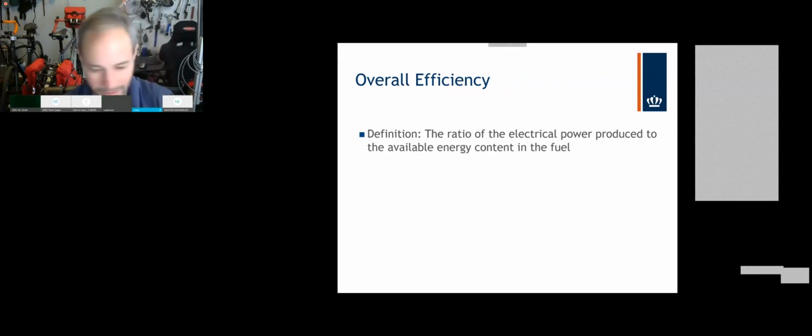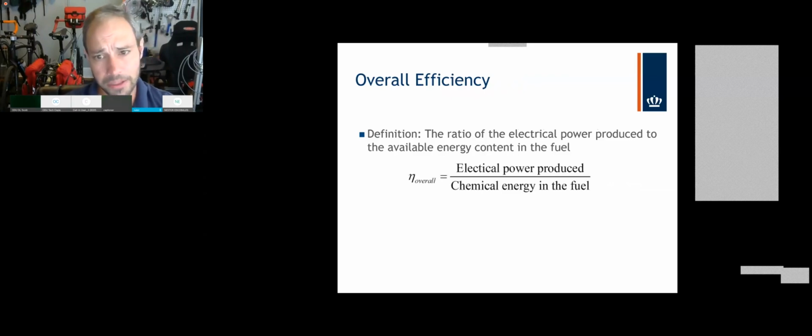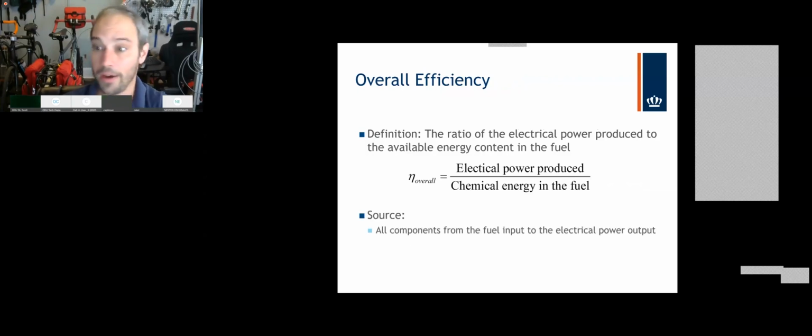Wow. But that power plant is not meant to be used for anything other than a demo, but it's great because you can see where all the losses are. You can burn your hand on things and know that should be insulated. That's energy loss. You can see the routing of the pipes. You can get a feel for how you would improve upon it. Electrical power produced over chemical energy in the fuel. Source, everything in the system.